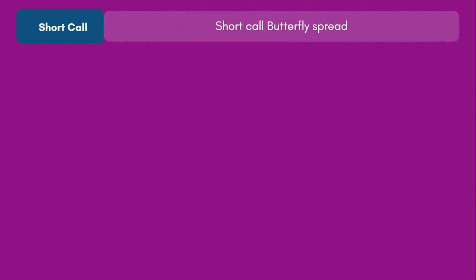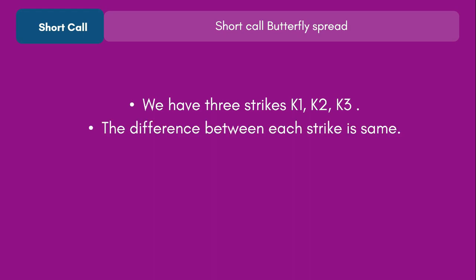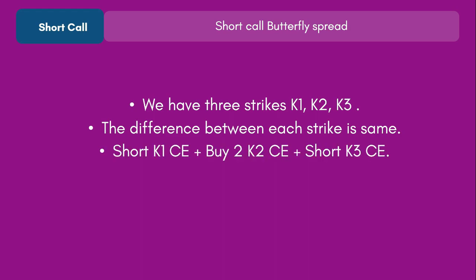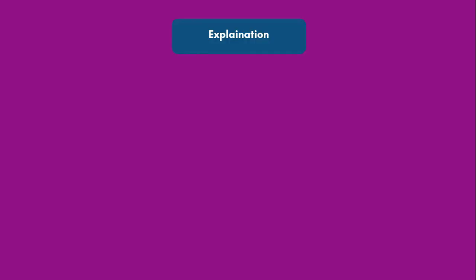Moving ahead, the next butterfly is short call butterfly. Now short call butterfly, as the name suggests, is exactly opposite to long call butterfly. Here also we have 3 strikes. The difference is also same. The formula is exactly opposite. That means here you short K1 strike call, you short K3 strike call, and you buy 2 K2 strike call. You buy the strikes that are in between and you short first and the third, the exactly opposite of long call butterfly spread. So let me explain the scenarios here and in which scenarios it should be used.